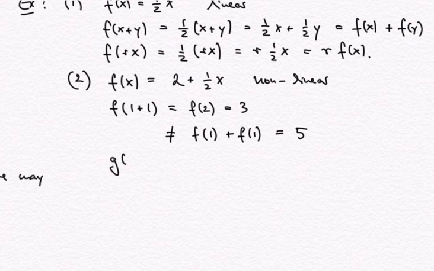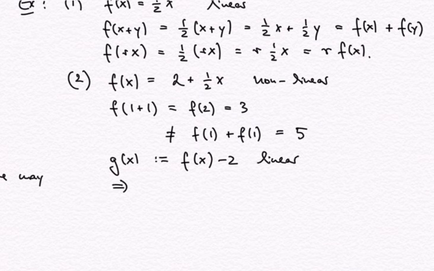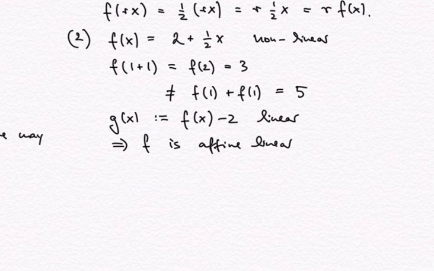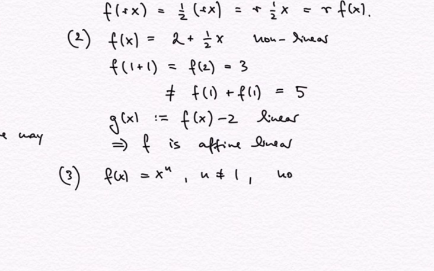However, if I define a new function g of x, which is f plus a constant, and the constant here is minus 2, then this function is linear. And for functions that satisfy this, we say that the functions are affine linear. And in everyday parlance, we often swallow the affine. But strictly, affine linear functions are not linear. More natural for you maybe x to the power of n, where n is not equal to 1, is of course non-linear.